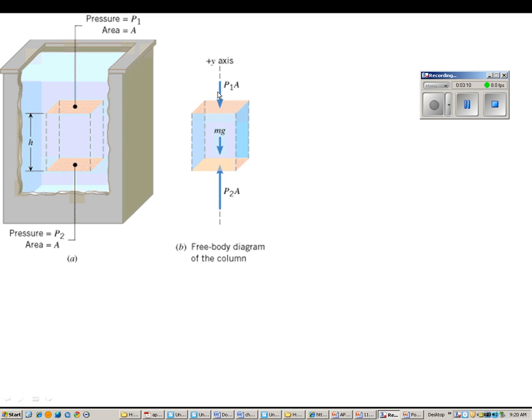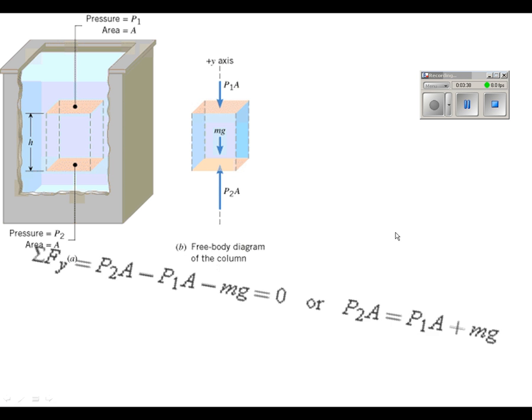The force is pressure times area. So this is a free body diagram for our situation. The force from the water above is here. We have mg, this is the weight of the column of water. And underneath you have a force pushing up on that column of water, P2 times A. As you go deeper and deeper in the water, there's more pressure above you.